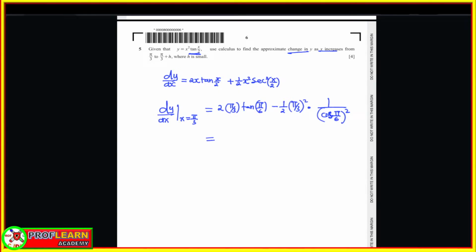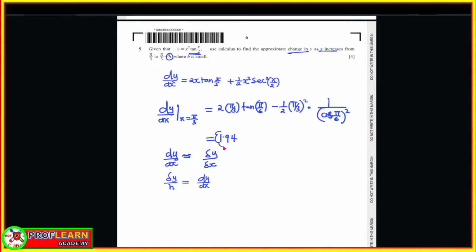Yeah, that's true, which is equal to 1.94. And then now we can say dy/dx is approximately equal to small increment in y over small increment in x. But the small increment in x is actually h, so which means that this is going to be a small increment in y over h is equal to dy/dx.